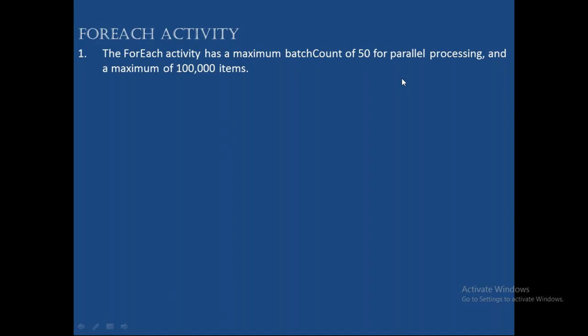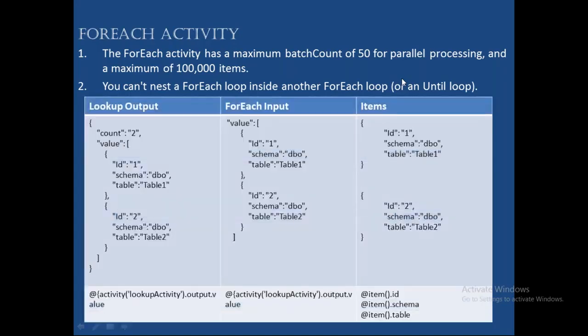Batch count of 50 for parallel processing. 50 tables you can copy at a time in parallel. You can't nest a for each loop inside another for each loop or an until loop. You cannot use a for each loop inside an until loop or inside a for each loop. So if you want a nested for each inside a for each, you want one more for each, then you need to implement something called a master-child relationship that we are going to discuss.